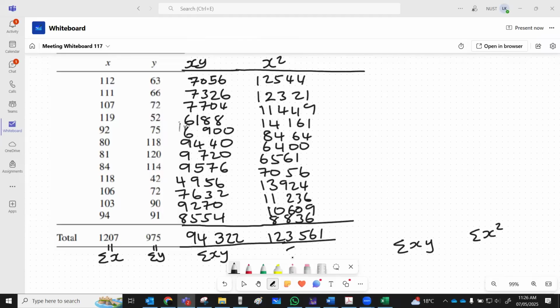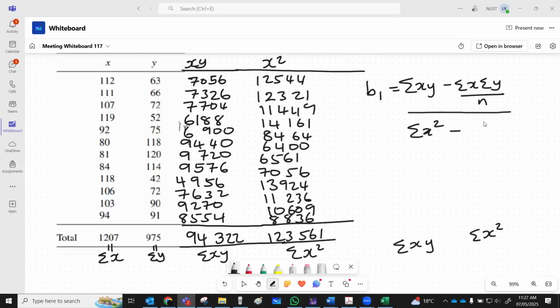That is what we get. So this is the sum of x squared. All right, then from there, it's just a matter of substituting into our formula. We know that B1 is equal to the sum of xy minus the sum of x multiplied by the sum of y divided by n, and this is divided by the sum of x squared minus the sum of x squared over n.